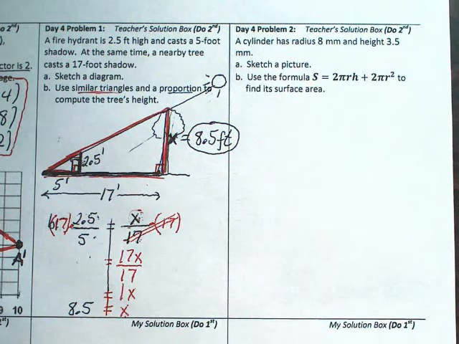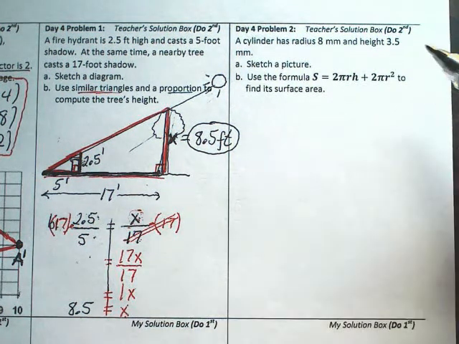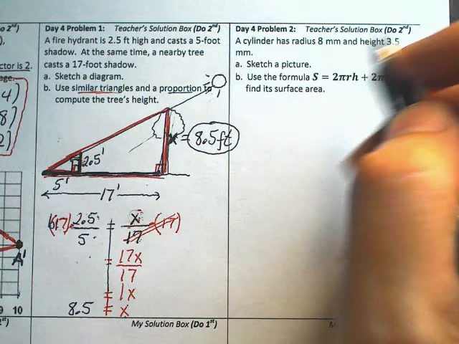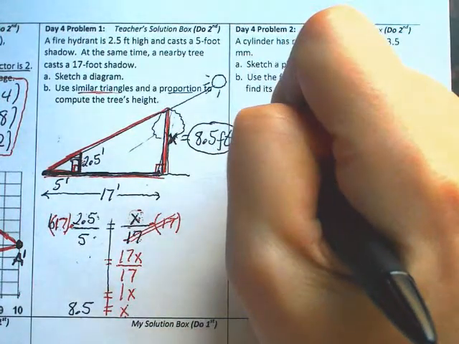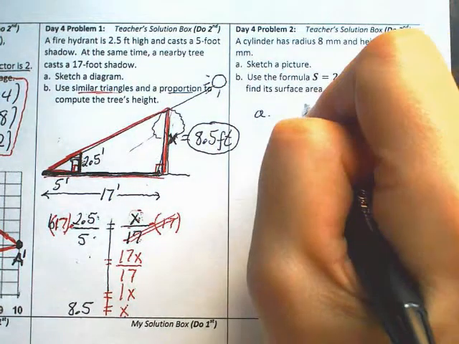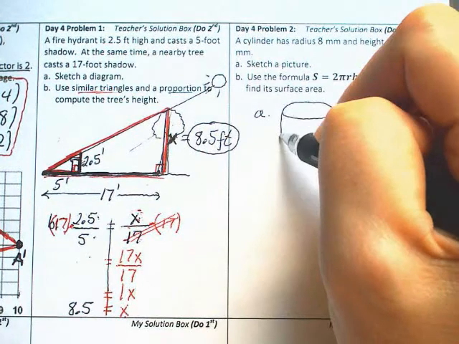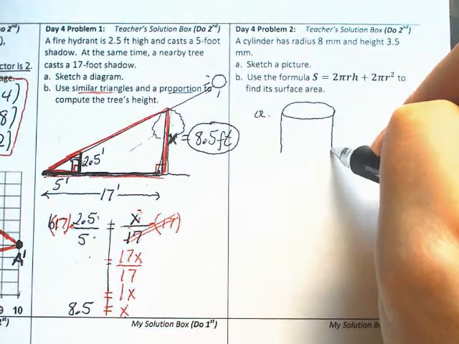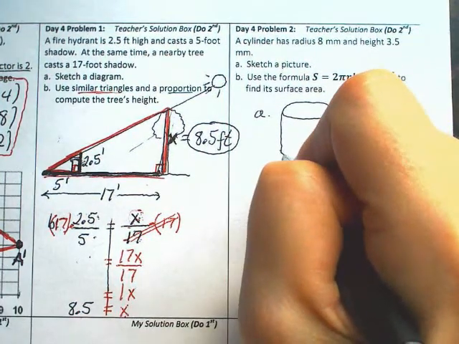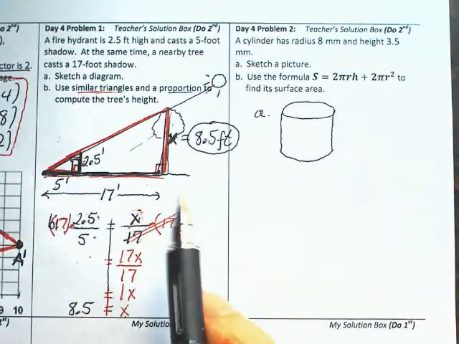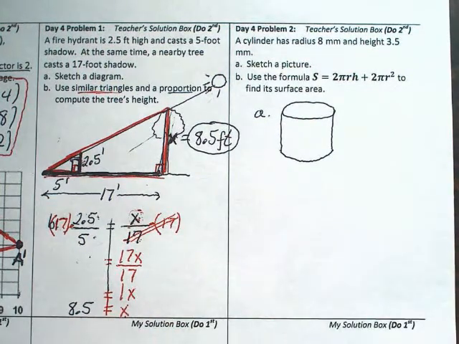Now day 4, problem 2. A cylinder has radius 8 millimeters and height 3.5 millimeters. Sketch a picture. Okay, so a picture of a cylinder. An oval is the top, and now the sides, and then make the bottom curved. That gives it the illusion that it goes around.